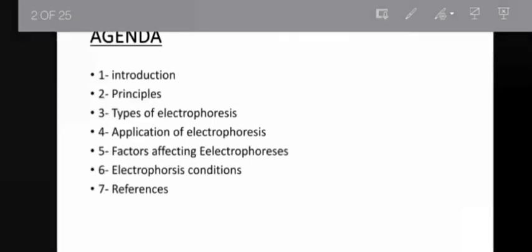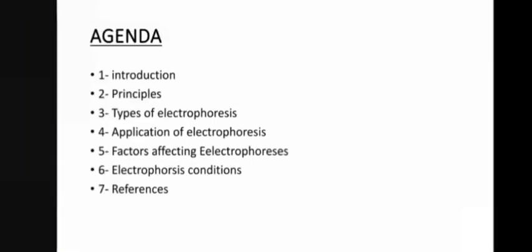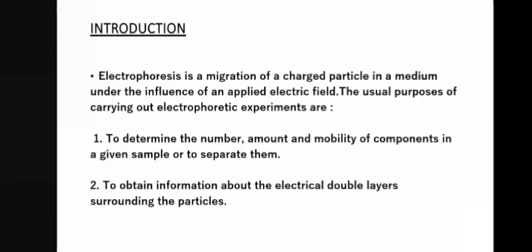Electrophoresis. In this presentation we will talk about introduction, principles of electrophoresis, types of electrophoresis, application of electrophoresis, and factors affecting electrophoresis conditions. Electrophoresis is the migration of charged particles in a medium under the influence of an applied electrical field. The usual purpose of carrying out electrophoretic experiments is to determine the number, amount, and mobility of the components in a given sample or to separate them, and to obtain information about the electrical double layer surrounding the particle.